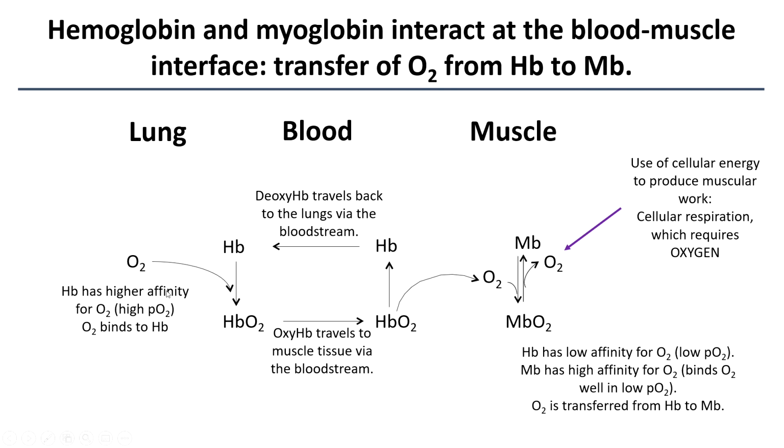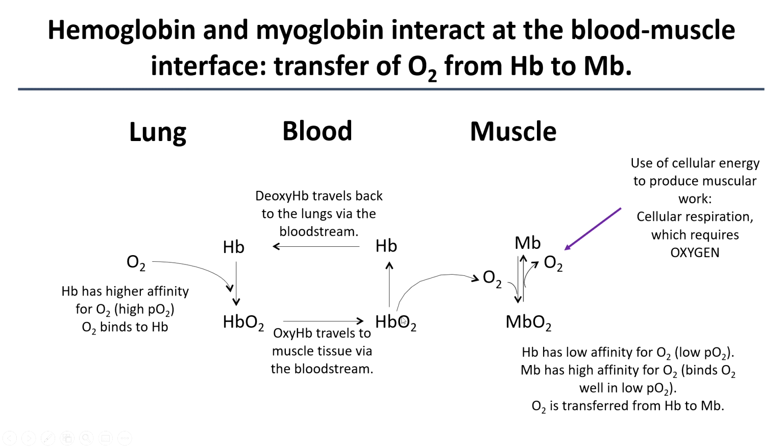Okay, so in the lung, hemoglobin has a high affinity for binding oxygen because oxygen concentration is high in the lung. And then also, once that first oxygen binds to hemoglobin, that's going to encourage all the three remaining subunits to bind oxygen. And so hemoglobin goes from deoxyhemoglobin to oxyhemoglobin. Oxyhemoglobin is now saturated with oxygen and it enters the bloodstream and travels to the muscle tissue.